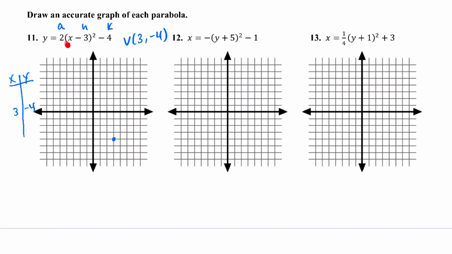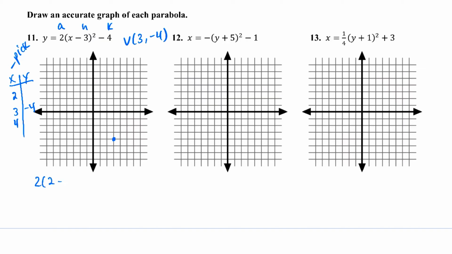And then since x is in the parenthesis, that means that I'm going to pick the x value and we'll have to substitute it in to find its y. So I'm picking an x on each side of the vertex. So I'm going to pick 4 and 2. And then I'm just substituting that into the x and simplifying.